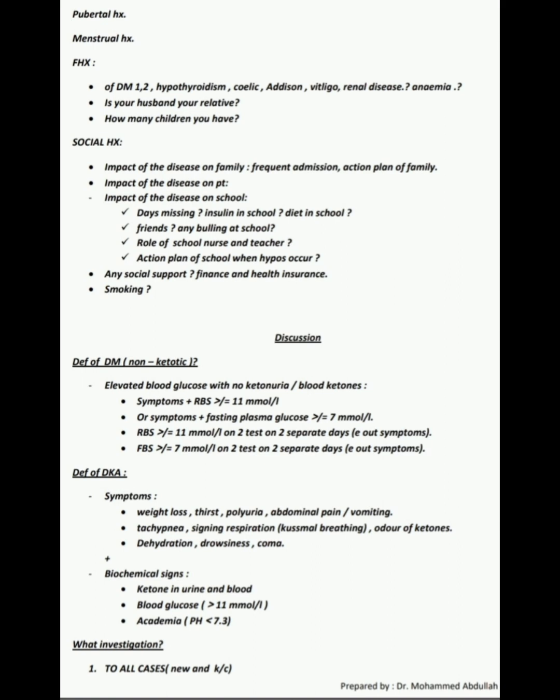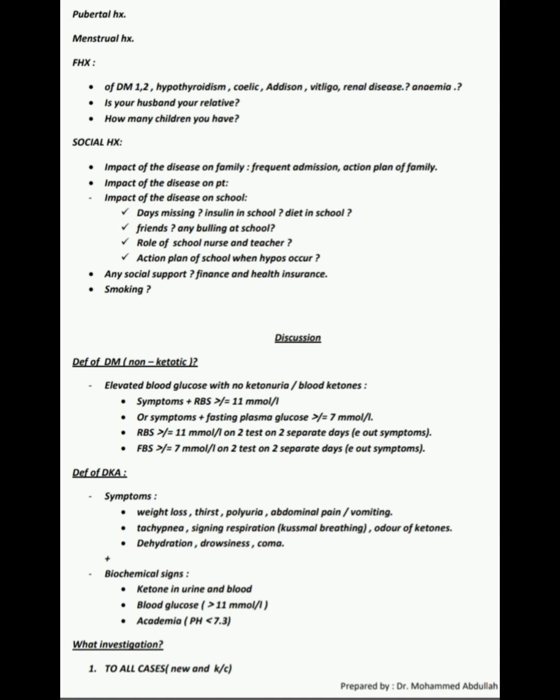Now, definition of DKA. Symptoms of diabetic ketoacidosis include weight loss, thirst, polyuria, abdominal pain or vomiting, tachypnea, sighing respiration, that is Kussmaul breathing, odor of ketones, dehydration, drowsiness, coma. Plus these symptoms, biochemical signs are also present in diabetic ketoacidosis. These are ketones in urine and blood, blood glucose more than 11 millimole per liter, and acidemia, pH less than 7.3.